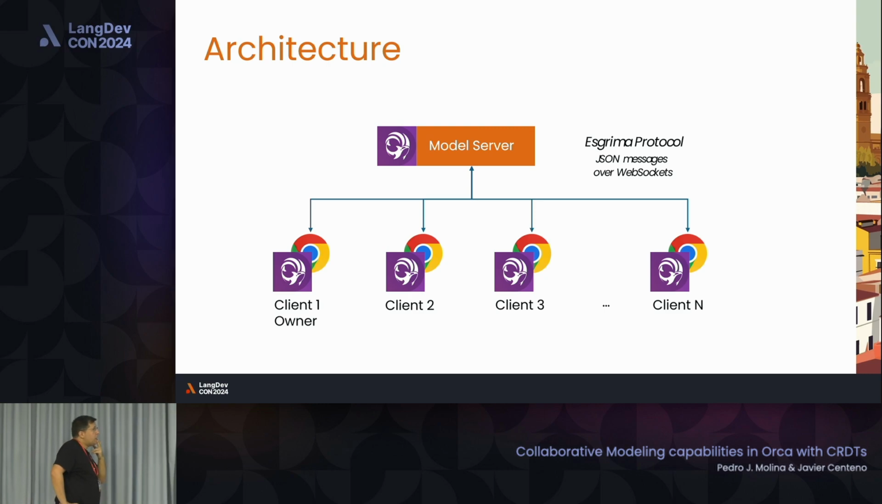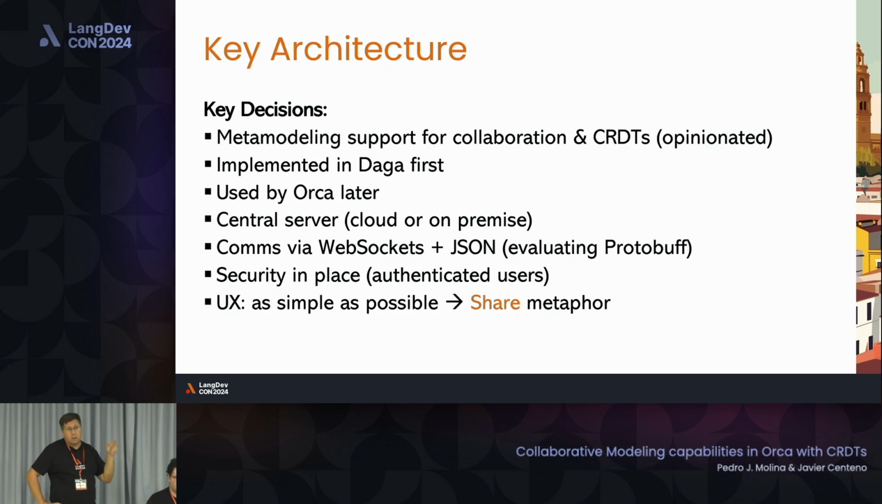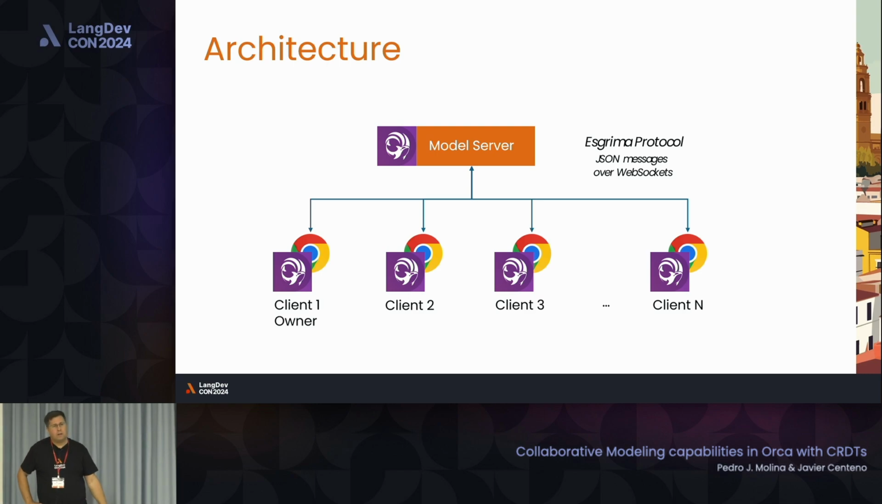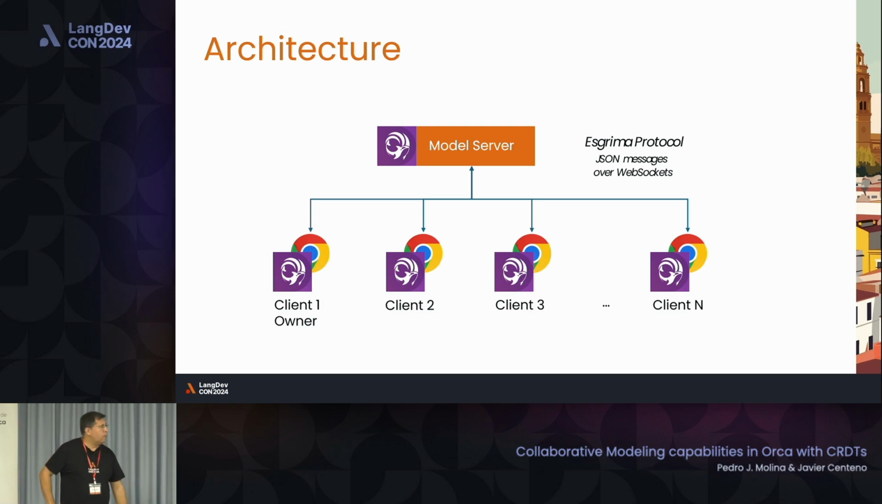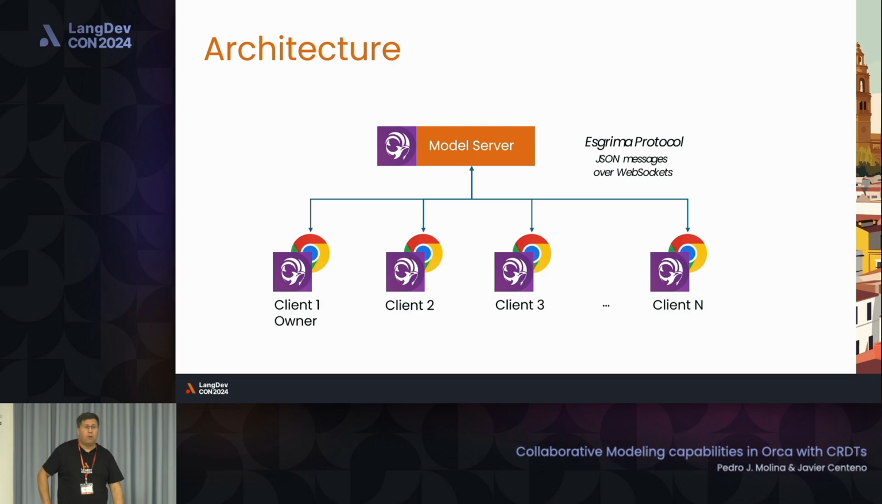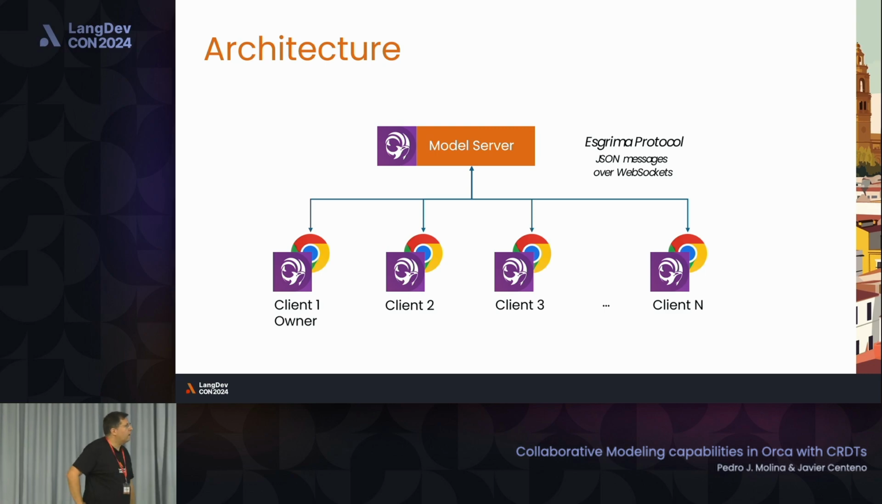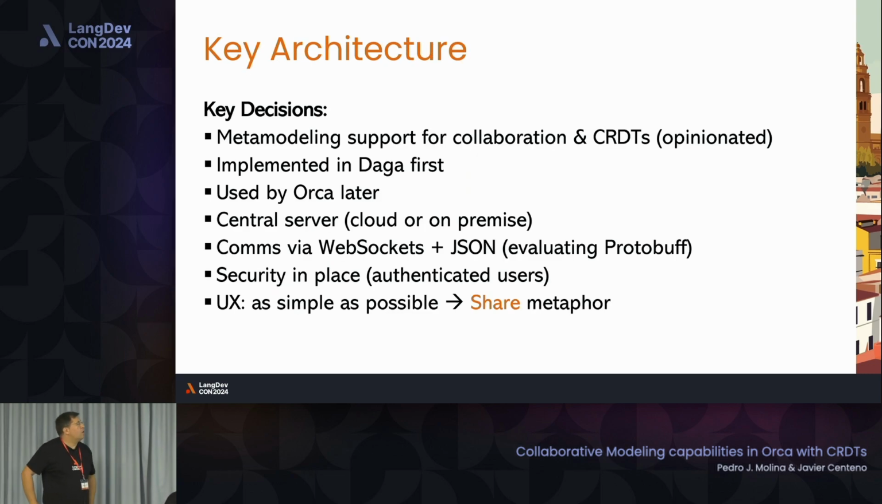To build this, we are using JSON messages to interchange the deltas with the server, and also, please wait, don't go too fast. And we use WebSockets, okay? We use WebSockets. Later on, if we need better speed or smaller sizes, maybe JSON could be replaced by protobuf or any other binary protocol. But so far, it's working well. Please go on. Okay, so key decisions.